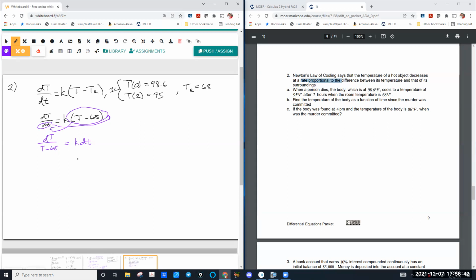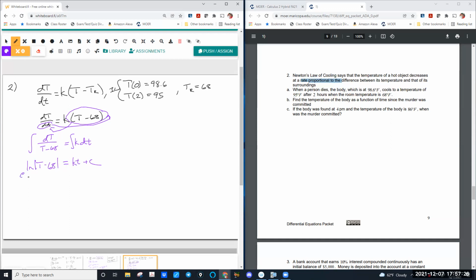Questions about how I separate this? And as always, guys, if you want to pause me to ask a question, feel free. Integrate both sides. Here, this is actually not bad. It's just ln of, we can put an absolute value. We know it's going to go away here in a second once we solve for T, but that's what we need so far, kt plus c. So you see it looks really similar to the one we just did. I've anti-differentiated both sides. We'll take care of the constant here in a second.